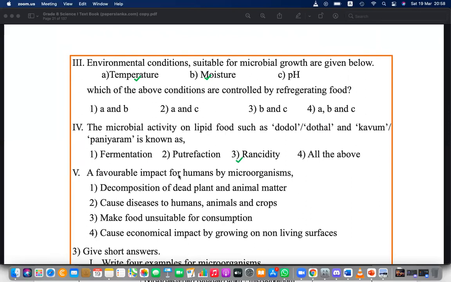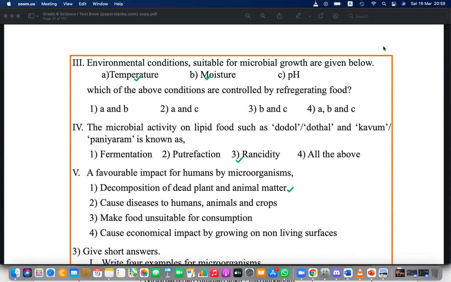Which is a favorable impact of microorganisms for humans: decomposition of dead plants and animal matter, causing diseases to humans, making food unsuitable for consumption, or causing economic impact by damaging non-living surfaces? So asking for the favorable impact. Decomposition of dead plant and animal matter. Yes, decomposition of dead bodies and dead plants is a useful thing, the others are not useful.